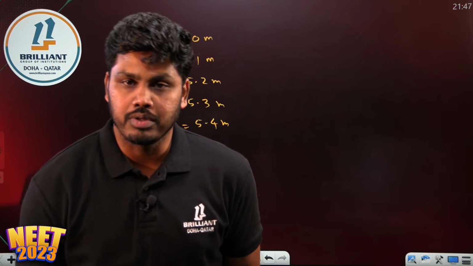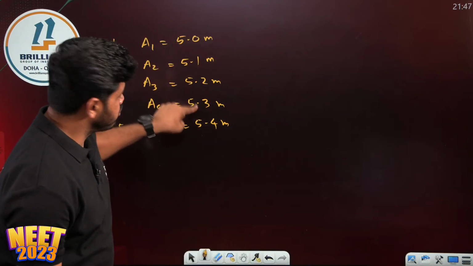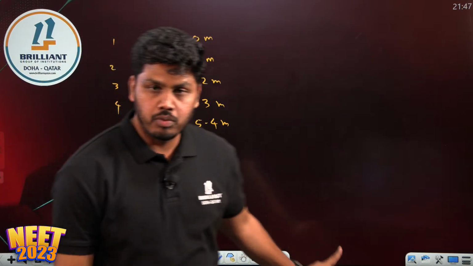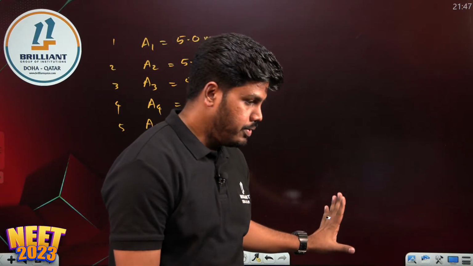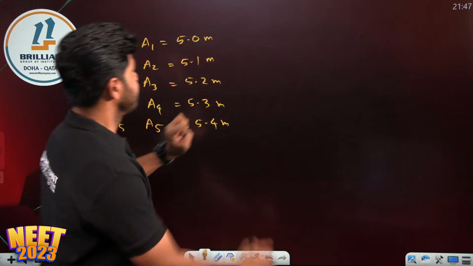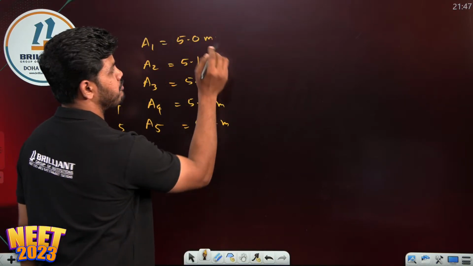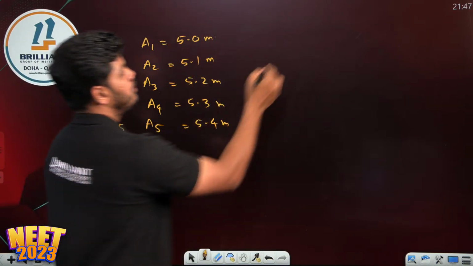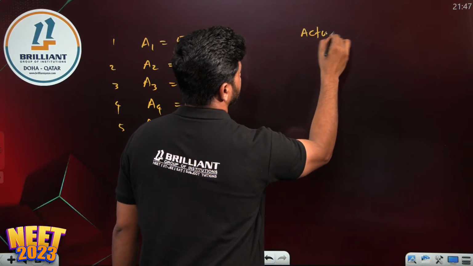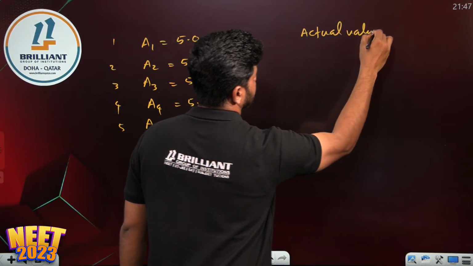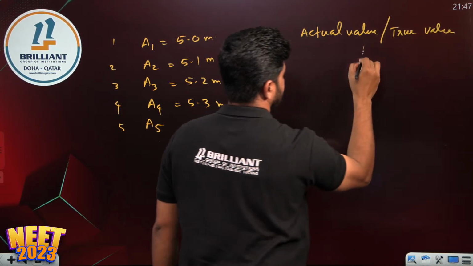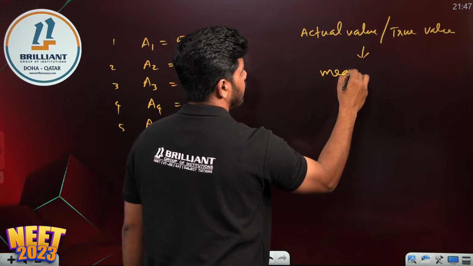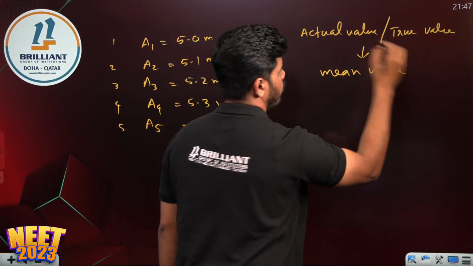How will you find out the absolute error in each measurement? What did I tell you? We have to subtract each measurement from the true value or the actual value. But we don't know the actual value. The actual value, also called the true value, can be considered as the mean value of these measurements.